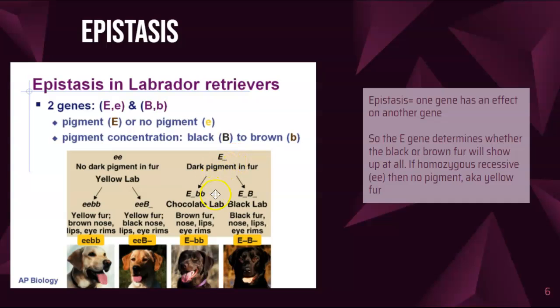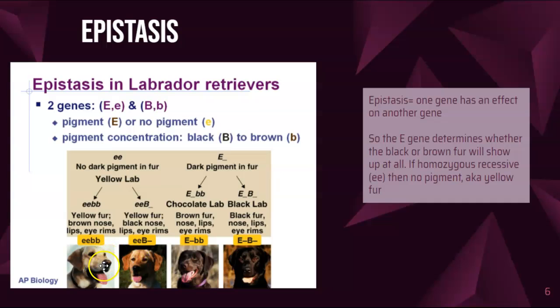And then now we're going to see either a chocolate or a black lab, depending on what's going on with the B genes. Little b's are going to be chocolate, big B's are going to be black lab, okay? But what about these dogs? Well, they don't have any pigment, so they're going to be little e. So no matter what, they're going to be like a golden, okay?